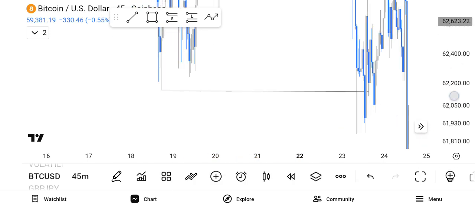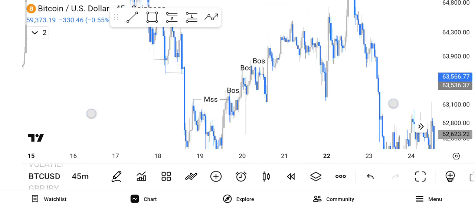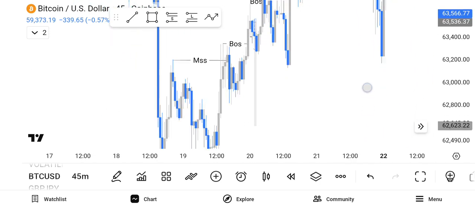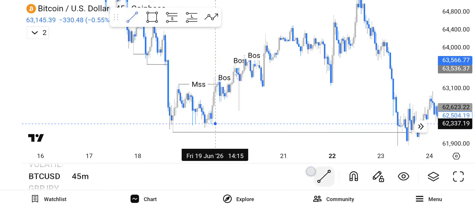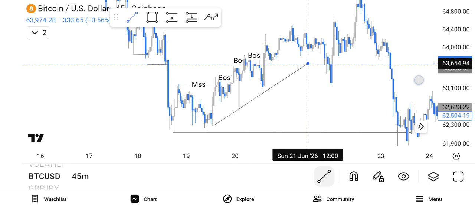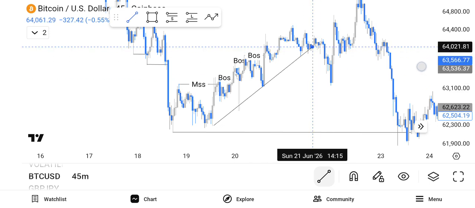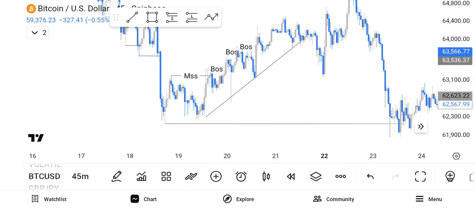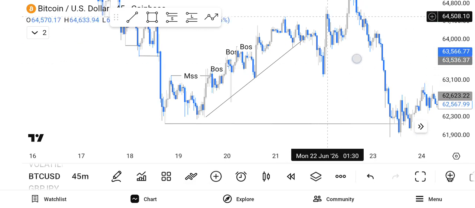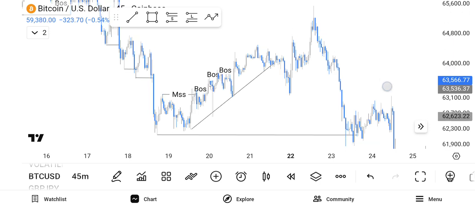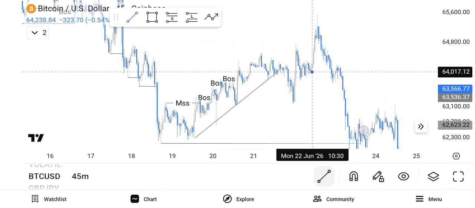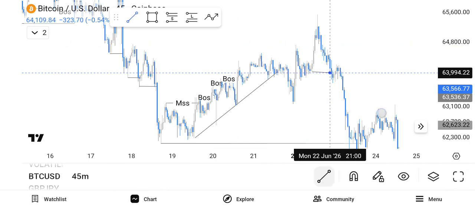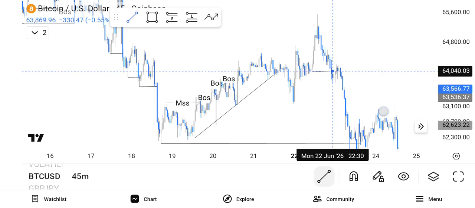Now you see that markets took out the low that this uptrend originated from. This very uptrend here. Market took out the low that this uptrend originated from. First of all, broke the uptrend, gave us more little push to the upside, and then sold off from here. Market sold off from here, giving us an MSS right here.